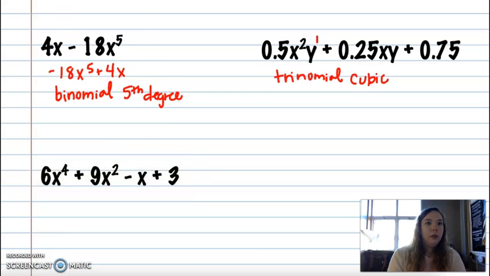All right, last one for this page. We have one already in standard form, that's great. And this time we have 4 terms, so that'd be a polynomial.